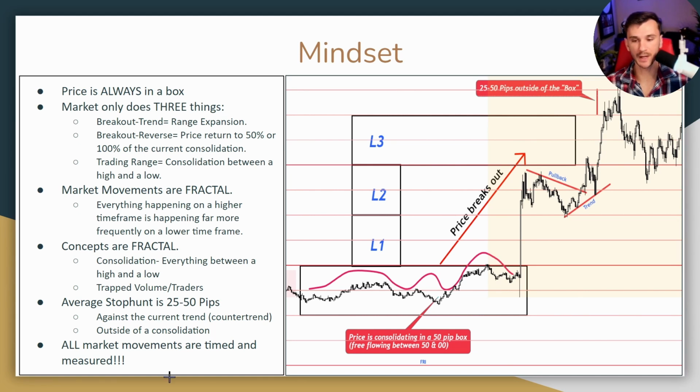All right, so the average stop hunt, 25 to 50 pips. This could go outside of consolidation. So like we have this box here, right? And they come out of consolidation, 25, 50 pips. And that is the extension of the three levels of rise.